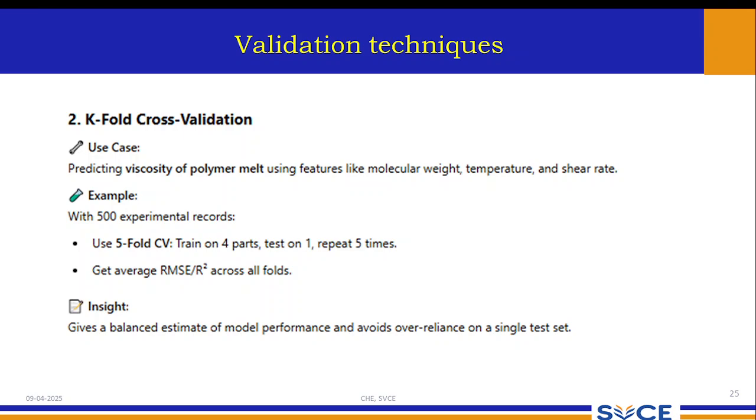Then get the average root mean square error and coefficient of determination, R squared, across all folds. This gives a balanced estimation of model performance and avoids over-reliance on a single test set.